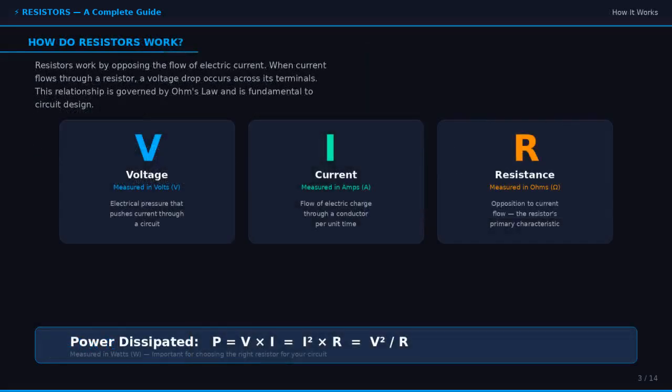How do resistors work? They oppose the flow of electric current. When current passes through, a voltage drop occurs across its terminals. This follows Ohm's law. Voltage, measured in volts, is electrical pressure. Current, measured in amps, is charge flow. Resistance, in ohms, opposes current. Power dissipated equals I squared times R.